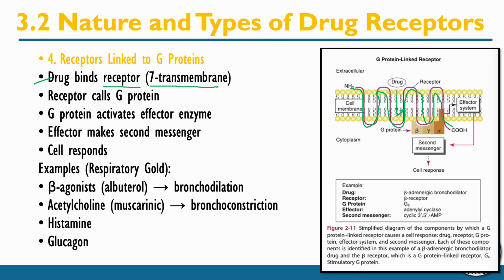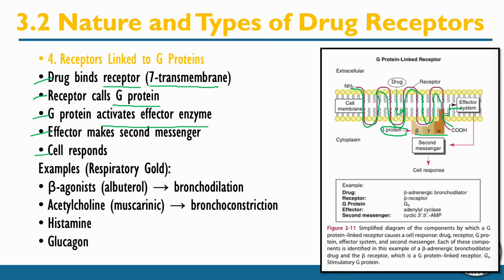Second, the receptor calls G protein. So, magtatawag siya ng G protein. This G protein, what you need to remember, meron siyang alpha, gamma, and beta. So, this is the G protein with alpha, gamma, and beta. So, the alpha of the G protein will activate the effector enzyme. That's the third step. So, makikita nyo, may effector system doon. And this effector system makes the second messenger. And that's where the cell response already.